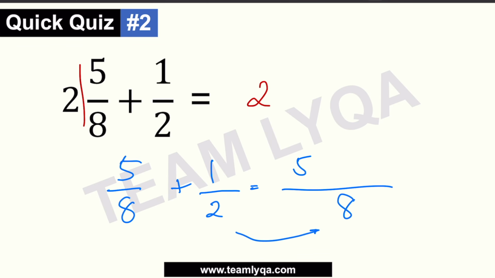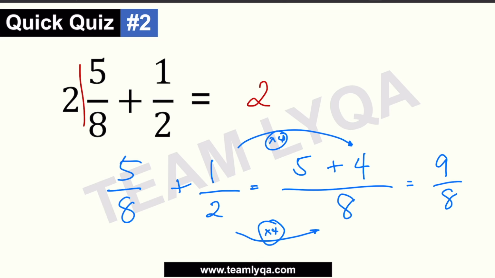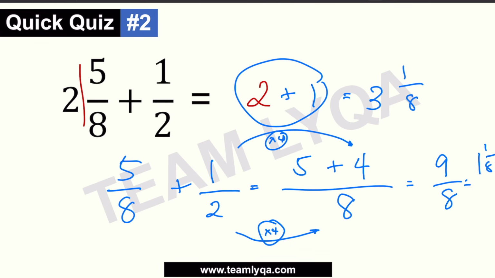Tapos yung 2, ang ginawa ko para maging 8 ay times 4 ko siya. Ita-times 4 ko rin yung 1. So, 5 plus 4. This is 9 over 8. Which is also 1 and 1 over 8. Yung 1, idadagdag ko dyan. Magiging 3. Tapos kukopyahin ko lang yung 1 over 8. So, 3 and 1 over 8.